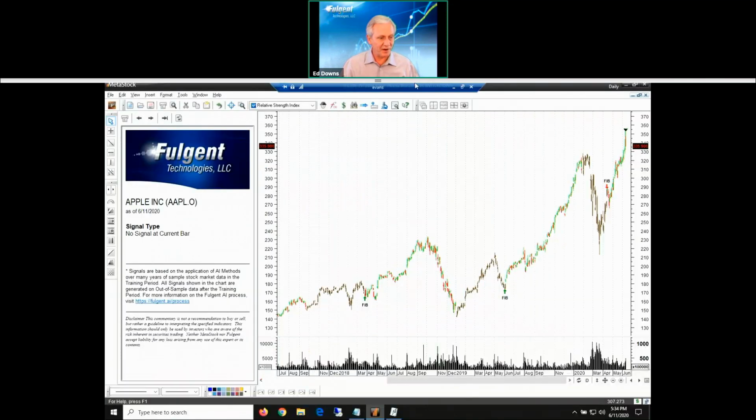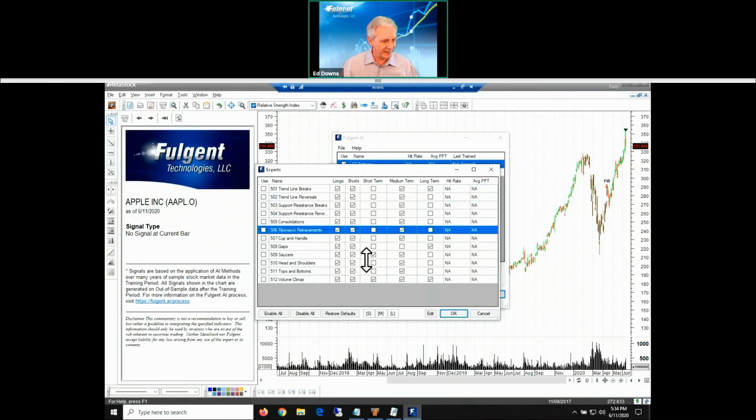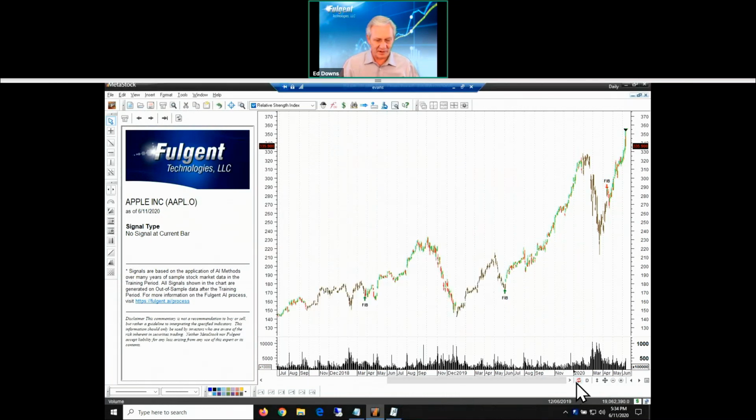Let's go back to MetaStock and see what we got. So tools, Fulgent, chart patterns, and we'll turn off the fibs and turn on the gaps. I just love this pattern. Okay, here we go. All right, let's see what we got. Come on, lay it on me. What do you got? Ooh, we got a lot of them.